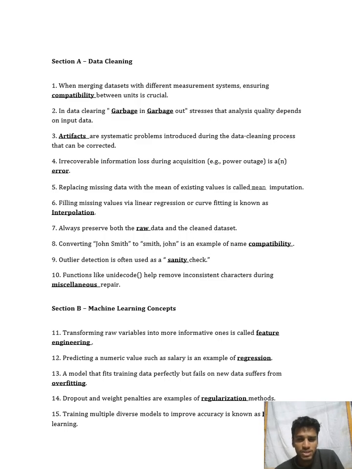Section B, Machine Learning Concepts. Transforming variables into more informative ones is called feature engineering. Predicting numeric values such as salary is an example of regression. A model that fits training data perfectly but fails on new data suffers from overfitting.